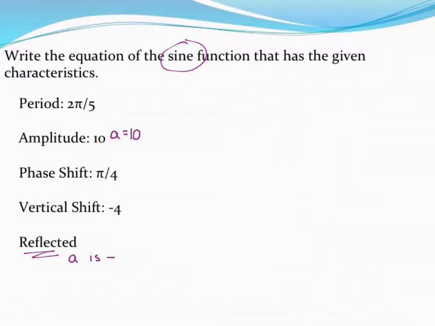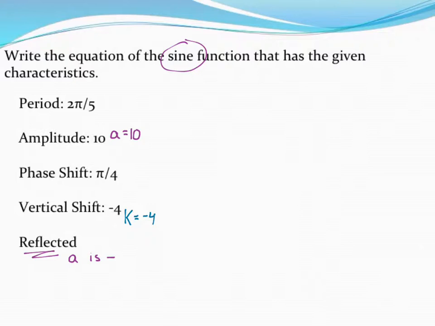One other thing that jumps out at me right away is that I have a vertical shift of -4. That tells me the k value, the number at the end of the function. So I'll be subtracting 4 from this function at the end. So there's 3 pieces taken care of right away. All that's left to deal with then is the period and the phase shift.